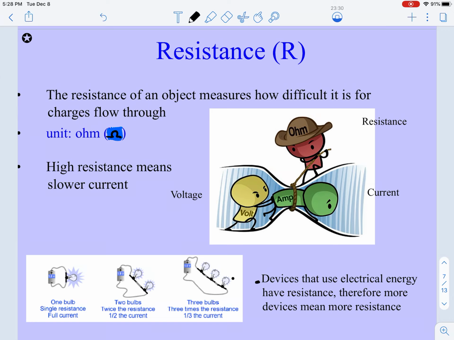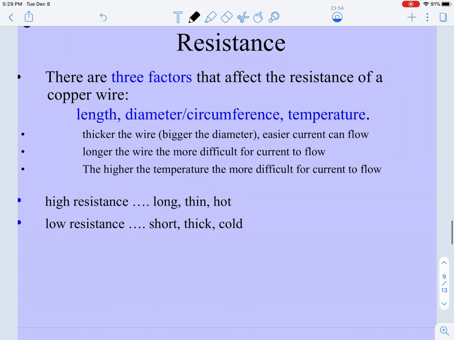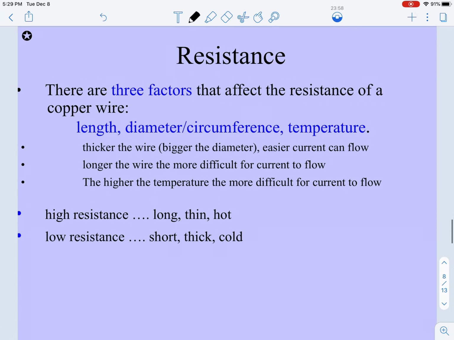Down here it says devices that use electrical energy have resistance, so we will refer to our objects in our electric circuit sometimes as resistors. A light bulb is obviously a light bulb, but we may sometimes call it a resistor as we are describing or asking you to analyze what is happening. It says here the more devices we have, the more resistance. Each one of these devices is going to provide resistance, so if we pile on those devices, then we're piling on how much resistance these little currents are experiencing, okay?